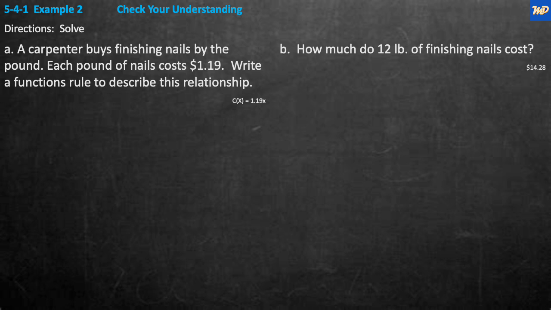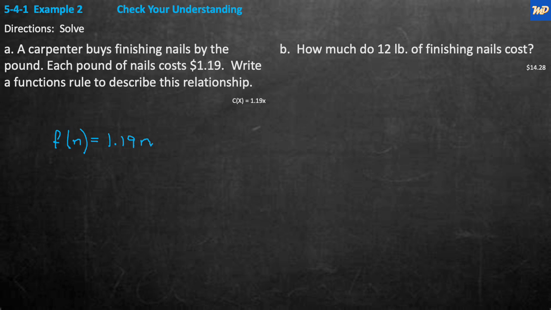We can pick whatever variable we want, but why don't we say that the function of the number of nails is equal to 1.19 times the number of pounds of nails that you buy. And that literally is the answer. F of n, or C, or whatever you want to pick here, is equal to 1.19n.